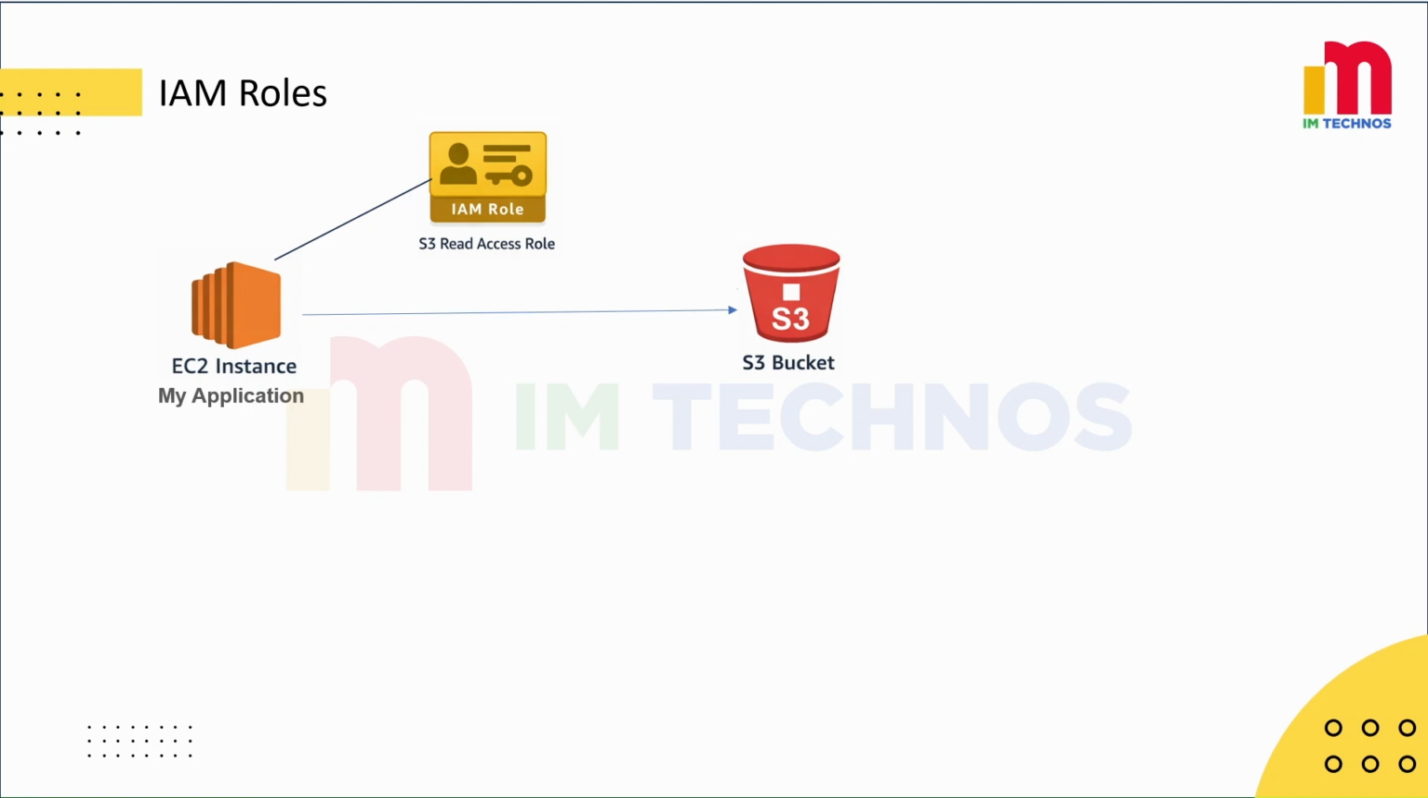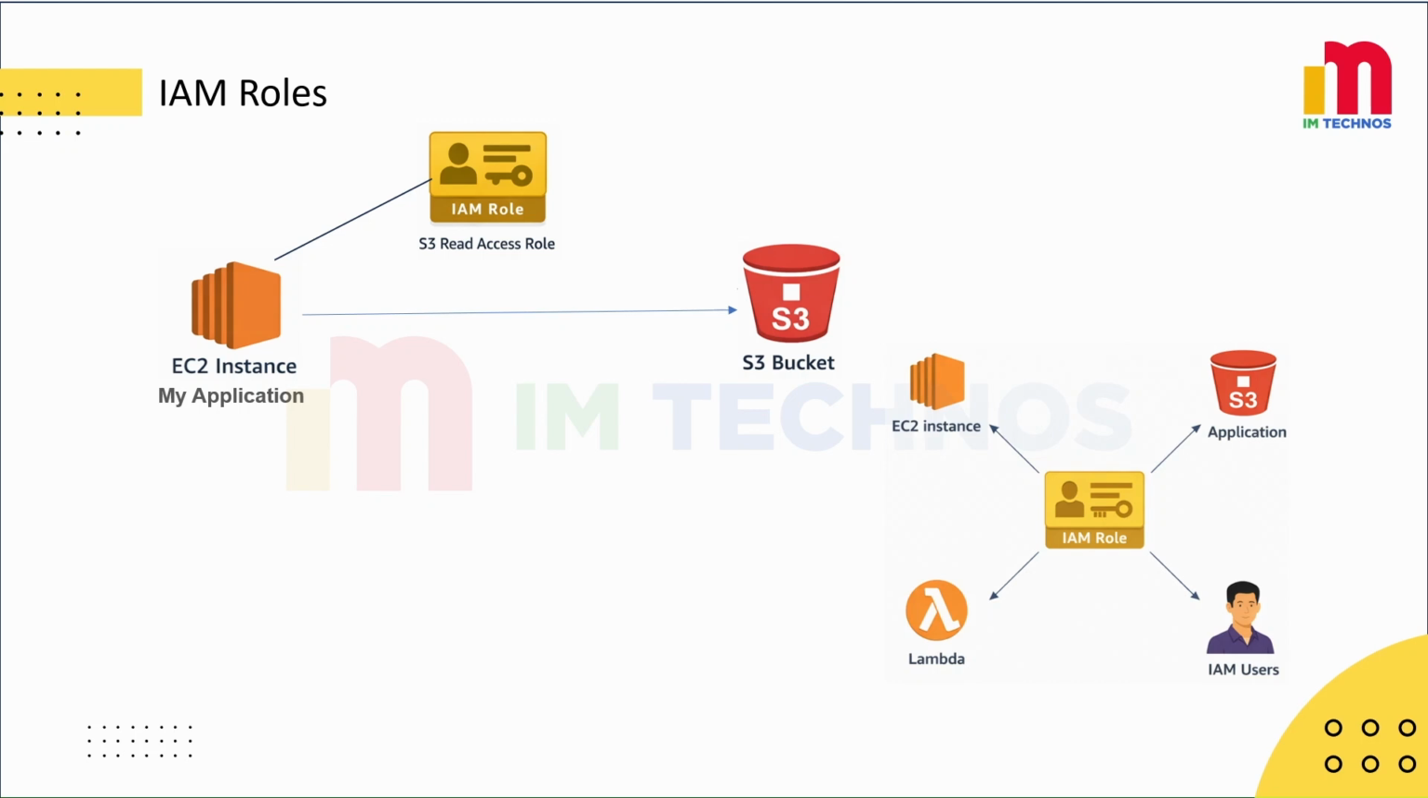Roles are primarily used by AWS services or applications. However, users can also assume a role temporarily to get specific permissions when needed. And since roles provide temporary credentials, they offer a more secure way to grant access without sharing long-term keys. This is more secure and recommended in real-world projects. And don't worry if this still feels a bit abstract. In our hands-on playlist, we will implement this step by step.